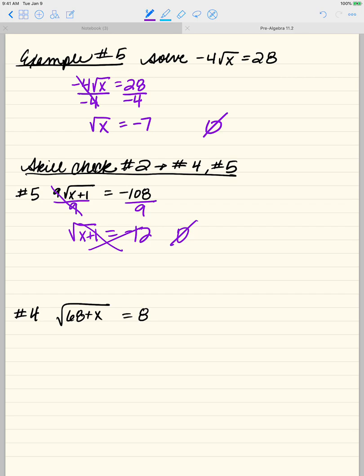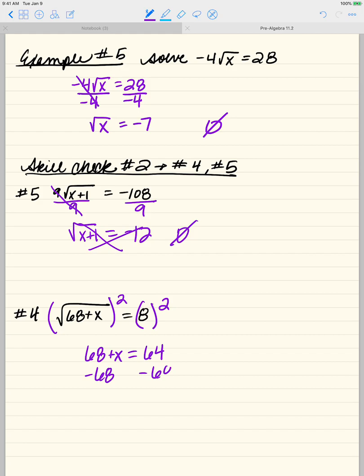We have the square root of 68 plus x is equal to 8. We're going to square everything. That gives us 68 plus x is equal to 64. Why did I just write the radical sign under there? I just eliminated it. 68 plus x is equal to 64.